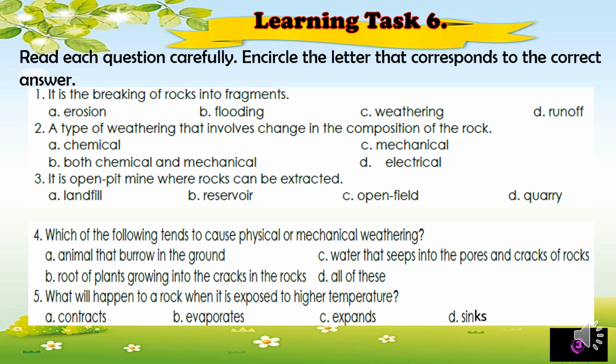Mechanical, or D. Electrical. Number 3, it is an open pit mine where rocks can be extracted. A. Landfill, B. Reservoir, C. Open field, D. Quarry. Number 4, which of the following tends to cause physical or mechanical weathering? A. Animals that burrow in the ground, B. Roots of plants growing into the cracks in the rocks, or C. Water that seeps into the pores and cracks of rocks, and D.